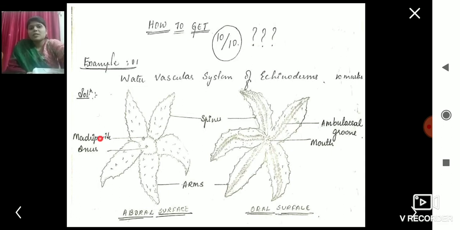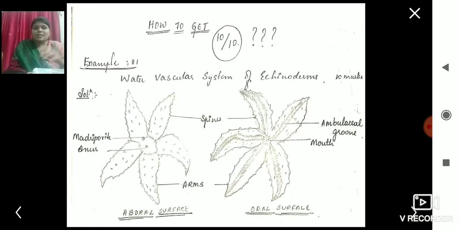The arboreal surface of the sea star has the madreporite and the anus. The madreporite is the region which is the opening for the water vascular system. First of all, what is the significance of this diagram, how is it connected to this question? We are showing the location of the madreporite, where the anus is, how the sea star looks. Here is the madreporite and here is the anus. That clearly shows that the madreporite is on the arboreal region.